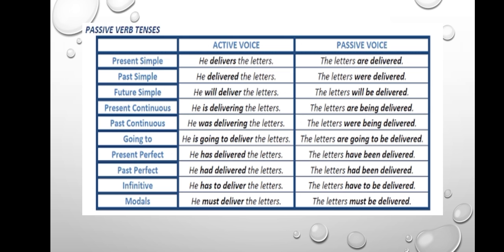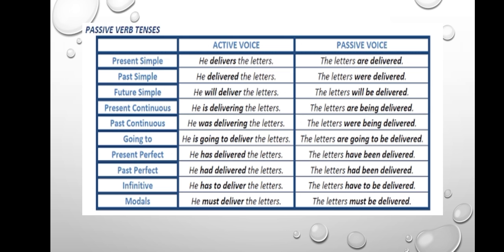It is singular or plural. So in simple past we use was and were as the helping verbs, as the auxiliary verbs. The letters were delivered. Delivered is the verb third. Deliver is verb first, delivered is verb second, and verb third is also delivered. The letters were delivered by him.